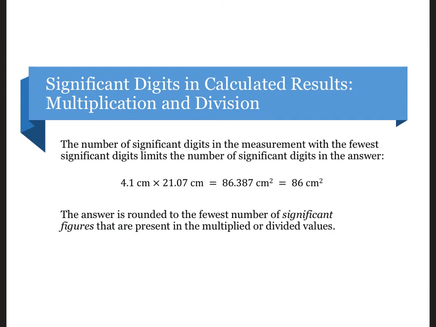For multiplication and division, the number of significant digits in the measurement with the fewest significant digits limits the number of significant digits in the answer. So let me try that again in plain English. If we're multiplying 4.1 by 21.07, 4.1 only has 2 significant digits, so our answer can only have 2 significant digits. We say the answer is rounded to the fewest number of significant figures that are present in the multiplied or divided values. Let's try some examples.